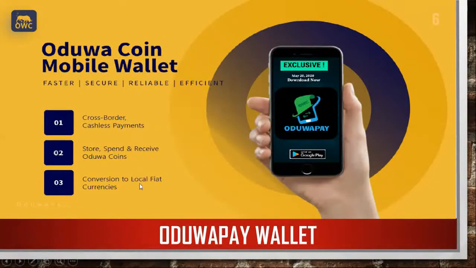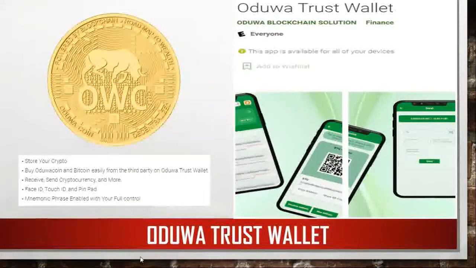You can register this online and then download the app, and then log in, and it will ask you for a 4-digit code. You just enter the 4-digit code and you're in, and you will be able to send and receive OduwaCoin from your ODUWAPAY wallet. We have a stable coin in ODUWAPAY wallet as well, which is the OWDT. That's the ODUWA USD stable coin.